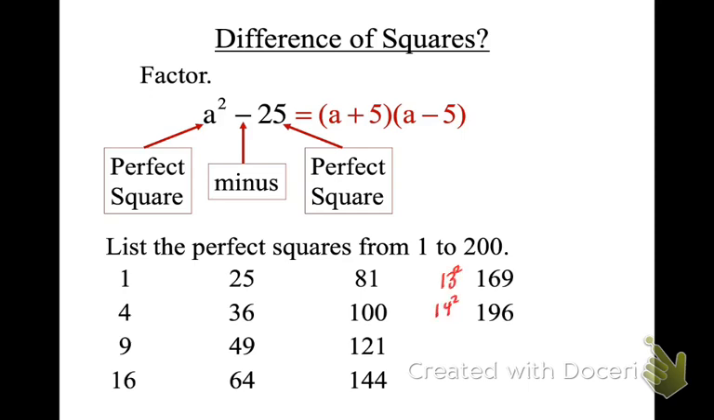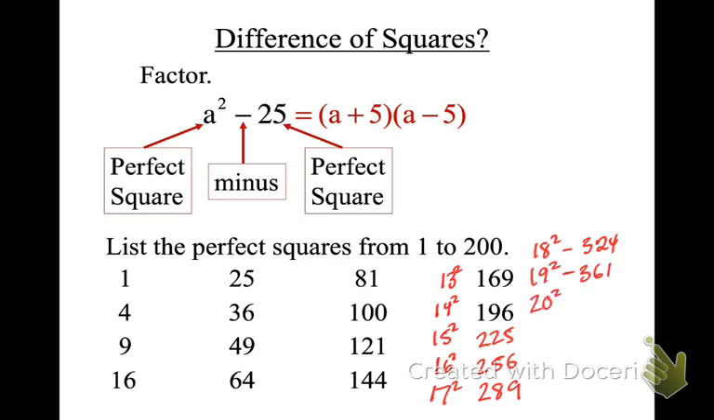This is 14 squared. 15 squared is 225. 16 squared is 256. 17 squared, you're writing this down as I write, 289. 18 squared is 324. 19 squared is 361. 20 squared is 400. That's an easy one. 21 squared is 441. 22 squared is 484.